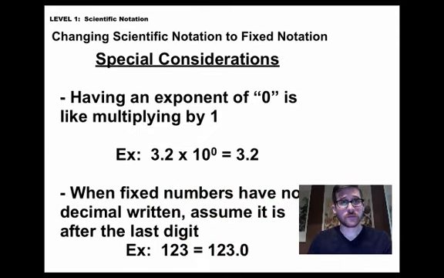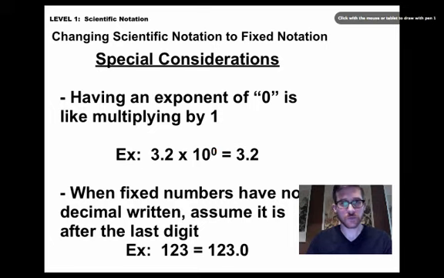Okay, so a couple things to remember in case you forgot this in math. A couple special situations or considerations. Having an exponent of 0, okay? If you have something times 10 to the 0 power, that's like saying times 1. 10 to the 0 equals 1, so this would be 3.2 times 1, giving me 3.2. So you can pretty much just ignore the scientific notation, the times 10 part, when you have an exponent of 0.